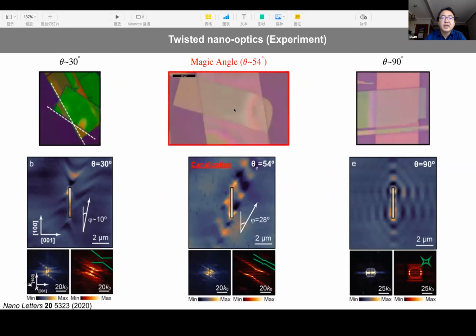And more interestingly, I show you here what we call the magic angle or the critical angle. At this angle, we exactly find the canalization of the phonon polaritons. We can see the phonon polaritons propagate only along this direction, and in the experimentally extracted isofrequency curve, it becomes also flat. So this means it provides us a method to guide the energy of the phonon polaritons only along one direction.